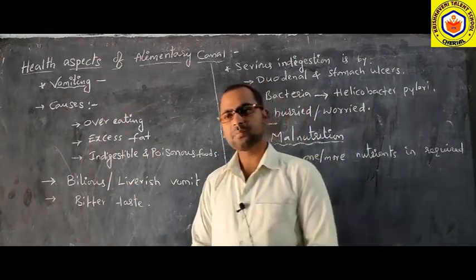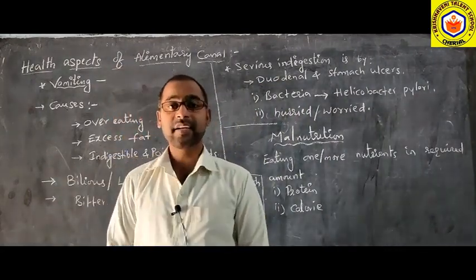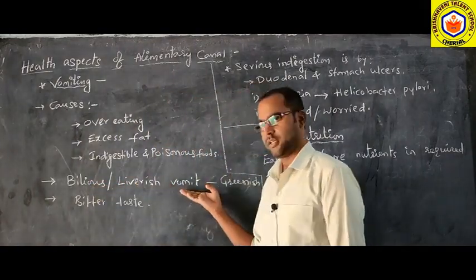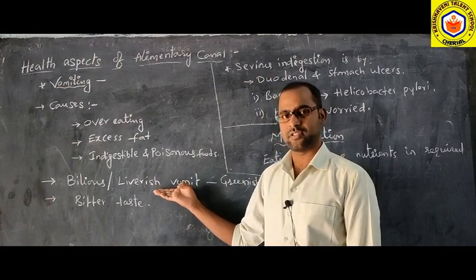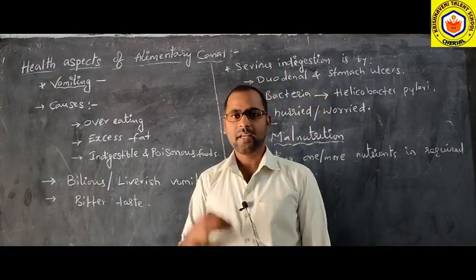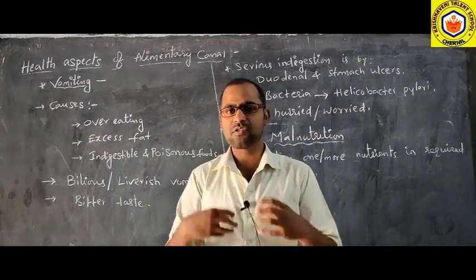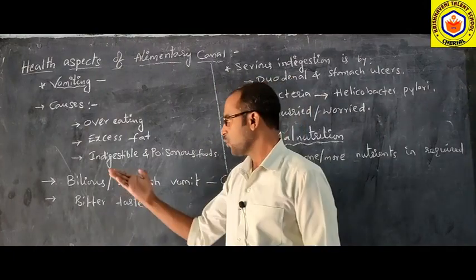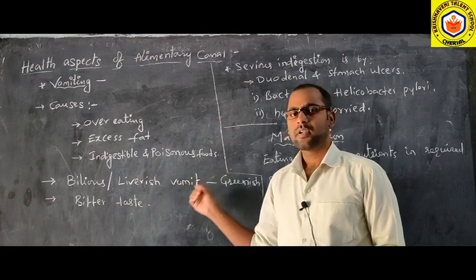Sometimes we get greenish vomit. We call that bilious vomit or liverish vomit. It is caused due to indigestion. When the food is not digested in the stomach, the bile juice and other digestive juices are added to it, and that is expelled outside. So bilious vomit or liverish vomit is caused due to indigestion.